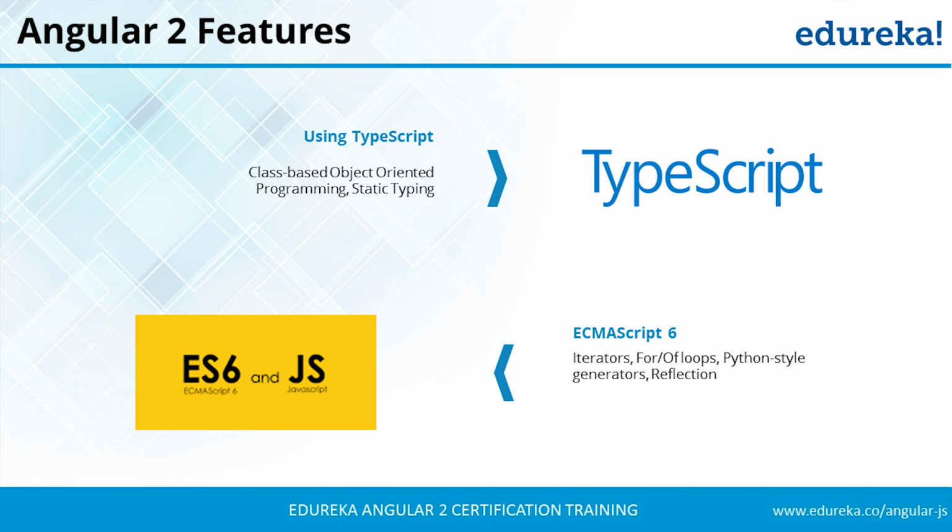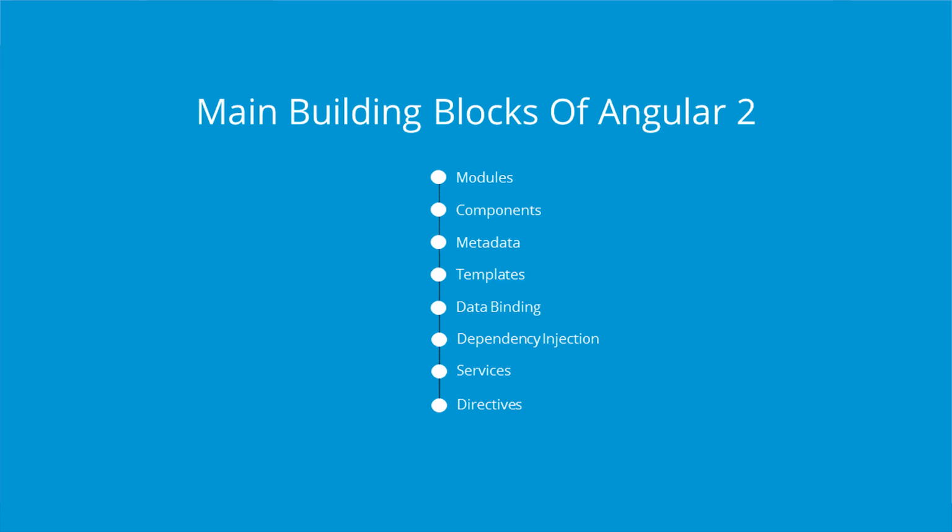ES6 also innovated a lot of features into JavaScript, and iterators, Python style generators, and reflection APIs for of loops were actually introduced in ES6. Classes might get introduced with ES7 as well, so that will create a lot of changes there. So what are the building blocks of Angular 2?